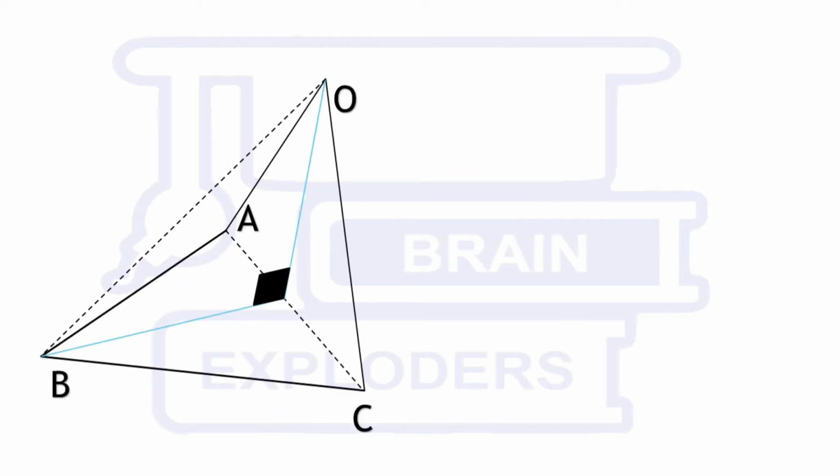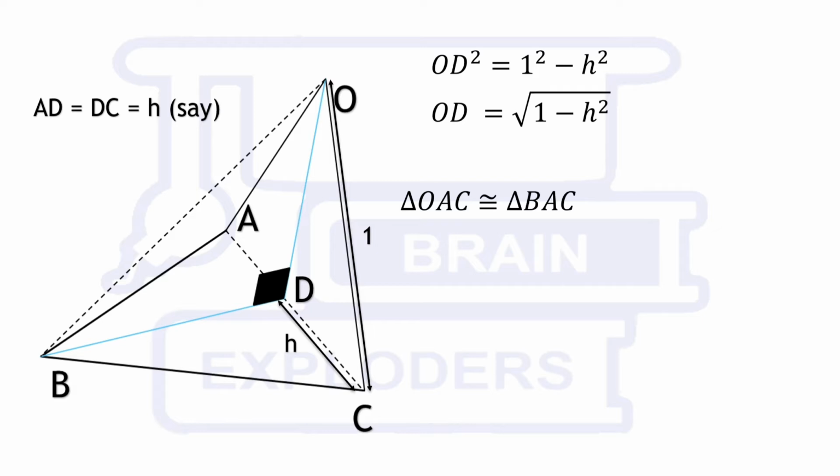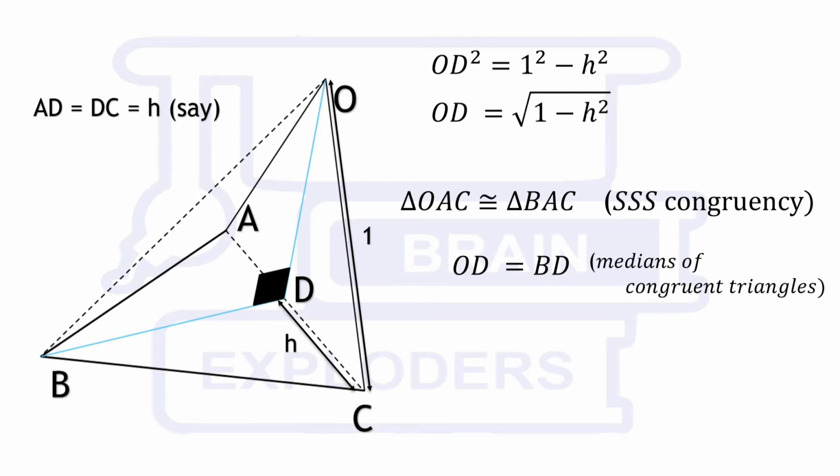Now suppose AD is equal to DC is equal to H and OC is given equal to 1. Therefore OD square is equal to 1 minus H square and OD is equal to under root 1 minus H square. We can see that triangle OAC is congruent to triangle BAC by SSS congruency because all the sides are given equal and here AC is common. Therefore OD must also be equal to BD because both are the medians of congruent triangles.